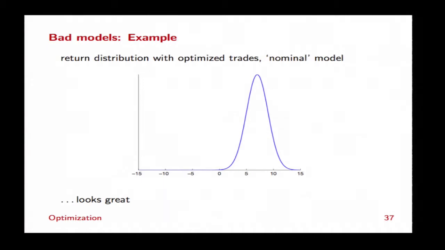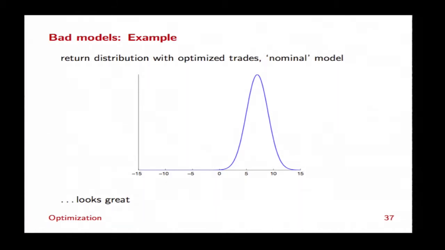So here's an example. Here is the return distribution of some portfolio. That's 0 here, and that's 15%. This says that your probability of a loss is really small, and it looks like mostly you're going to earn about 7%. This is great. This is what you use optimization for.